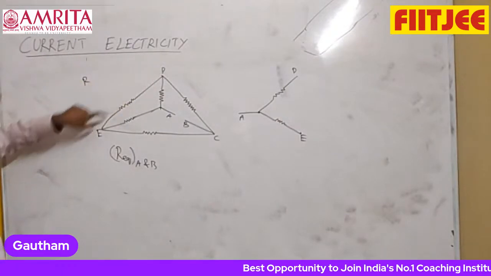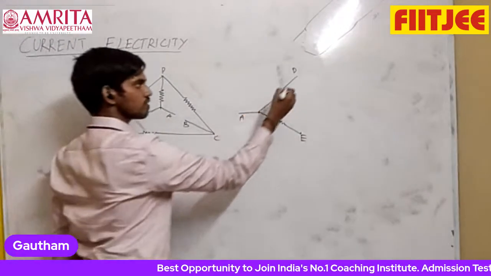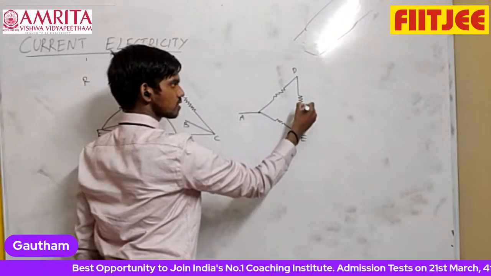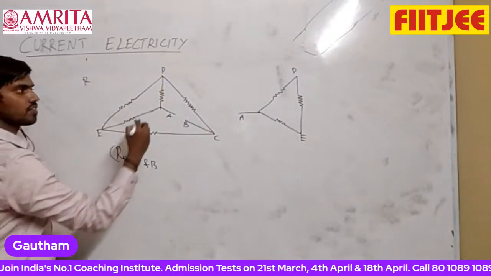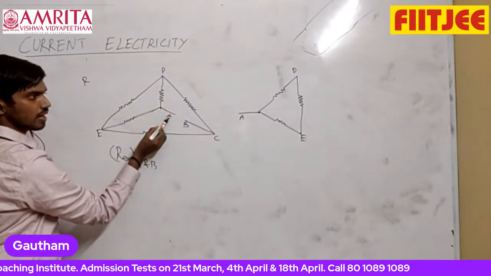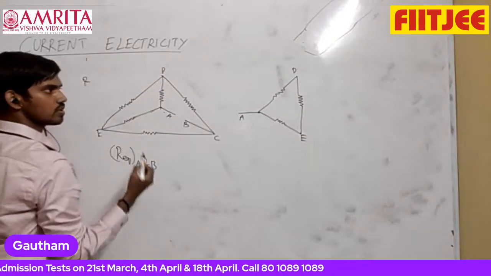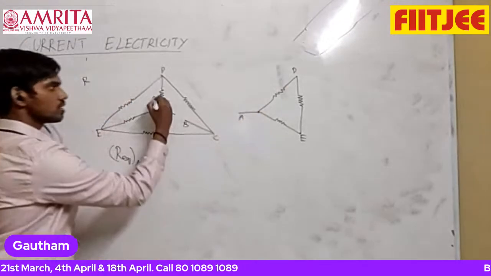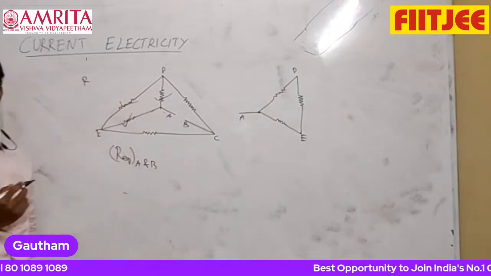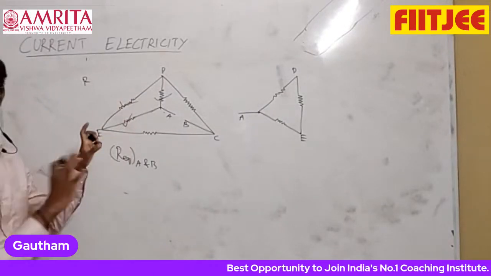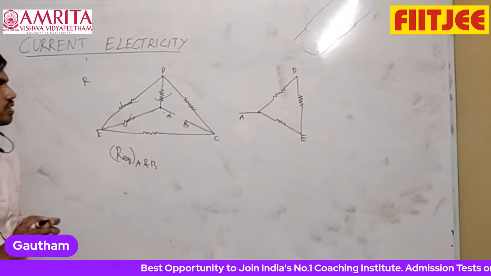And D and E are connected by this resistor. Obviously, D and E are. So I'm just redrawing the circuit in a slightly different way. From A to D, A to E, A to D, A to E, these resistors I have included. Between D and E also I have included this resistor. Keep putting a tick mark so that you are clear with what you are drawing.